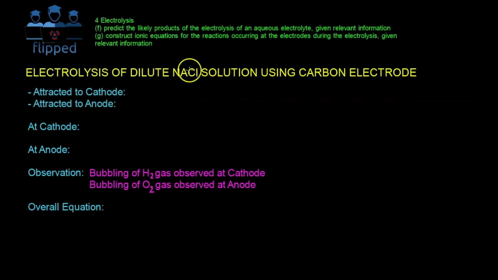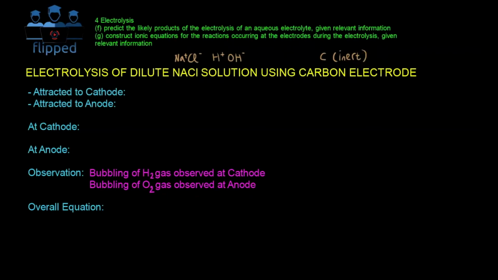We have dilute NaCl solution. This hints that there is NaCl, of course, so there's Na+ and Cl-. And the words solution and dilute hint that there is H2O, which will be ionized into H+ and OH-, because this is water, right? H2O, which will be ionized to H+ and OH-. And there's carbon electrode, which means it's just carbon, which is inert. So we do not involve them in the reaction at all. So this can be left out essentially.